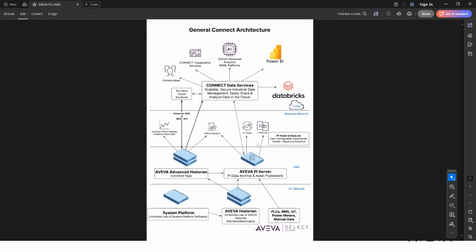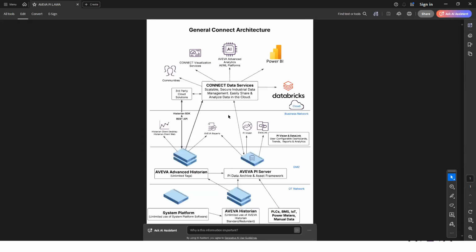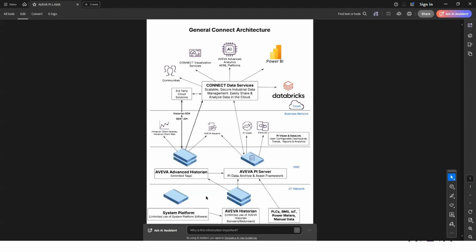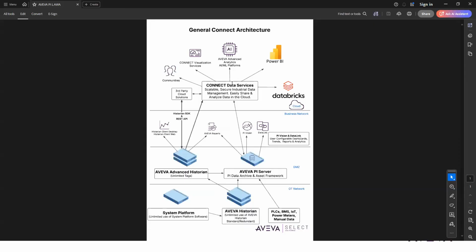However, this is not the only way to implement it. You can absolutely push data even from your tier 1 AVEVA historian directly to Connect. And that's exactly what I'm doing actually in my webinar today. I'm pushing a few points from a tier 1 historian directly to Connect. So look, I obviously don't have all of these layers here to demo, right?